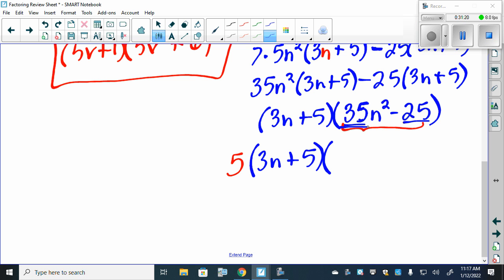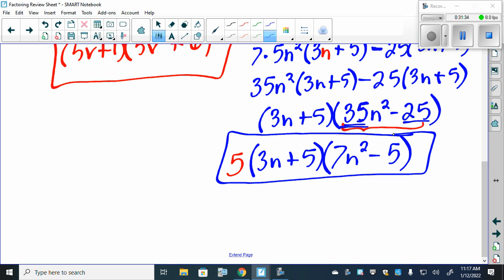Well, our 35 divided by 5 is 7n squared, minus 25 divided by 5 is 5. And that's it. Now the 7n squared minus 5 won't factor, even though it does have the minus, because we would need both terms to be perfect squares. 7's not a perfect square, and 5 is not a perfect square. There's no two whole numbers that multiply together to give me 7 or 5. So that's as far as we can take it. Any questions on this here?